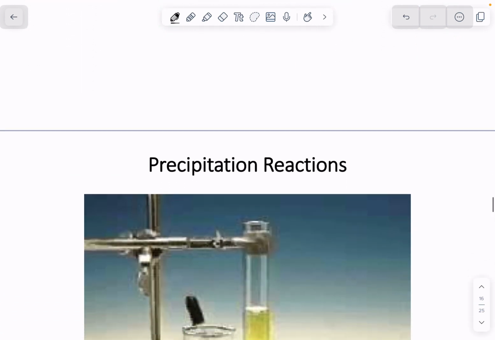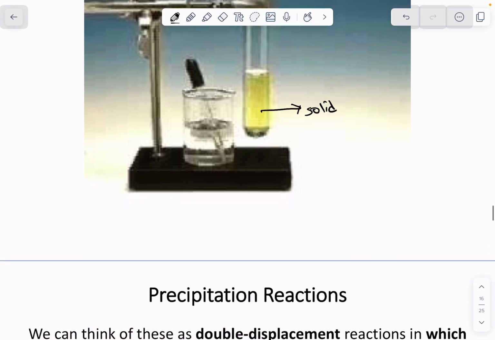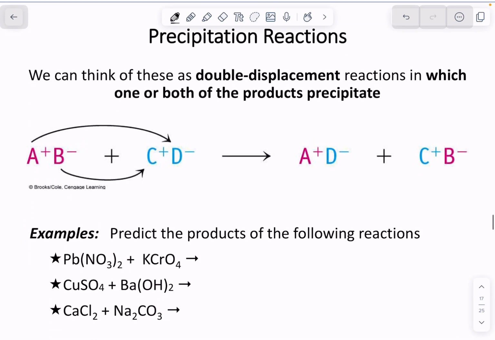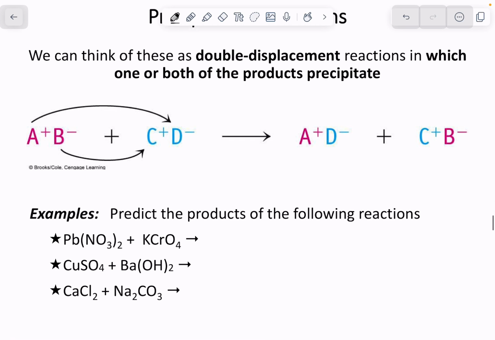If I had the video here, what you would see is that you could take two liquid compounds, and if you added them together, a solid would come out. That's a classic example of a precipitation reaction: you take two liquids, usually clear, and you get a solid after you mix them. So we can think of it as a double displacement, and then if a solid forms, we call that a precipitation reaction. So let's do a few examples.